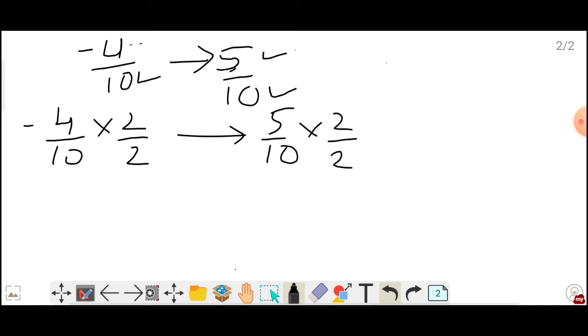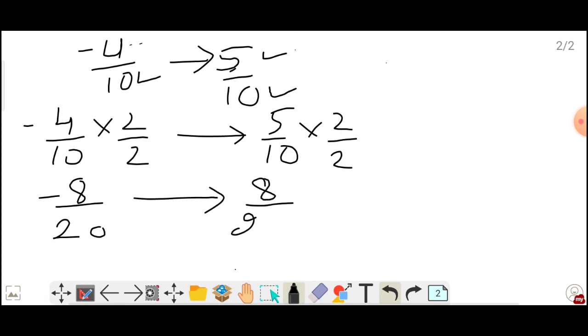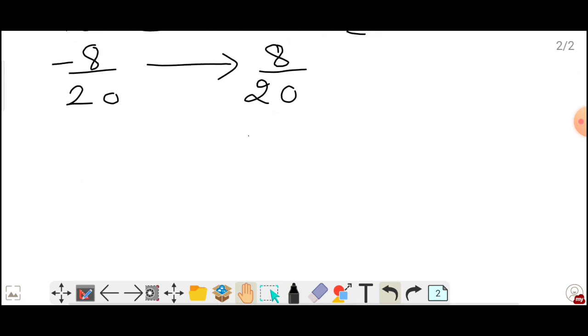What is the answer? Minus 4 2s are minus 8 upon 20. And the last number, 5 2s are 10, so 10 upon 20. From minus 8 to plus 10, we can write rational numbers. I will show how to write this one. Minus 8, the previous number is minus 7 upon 20.